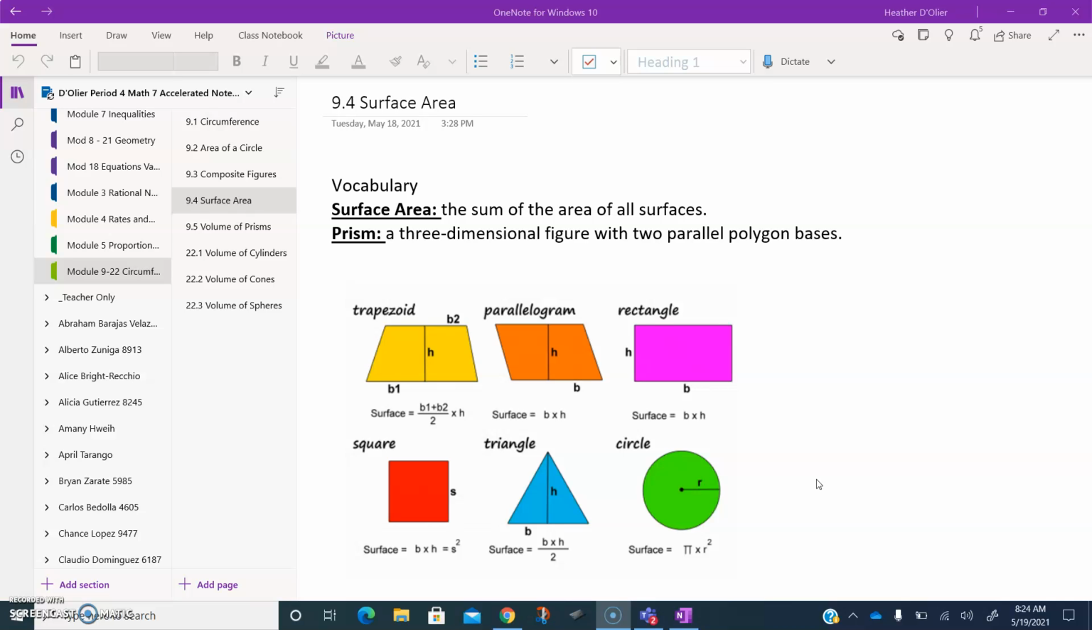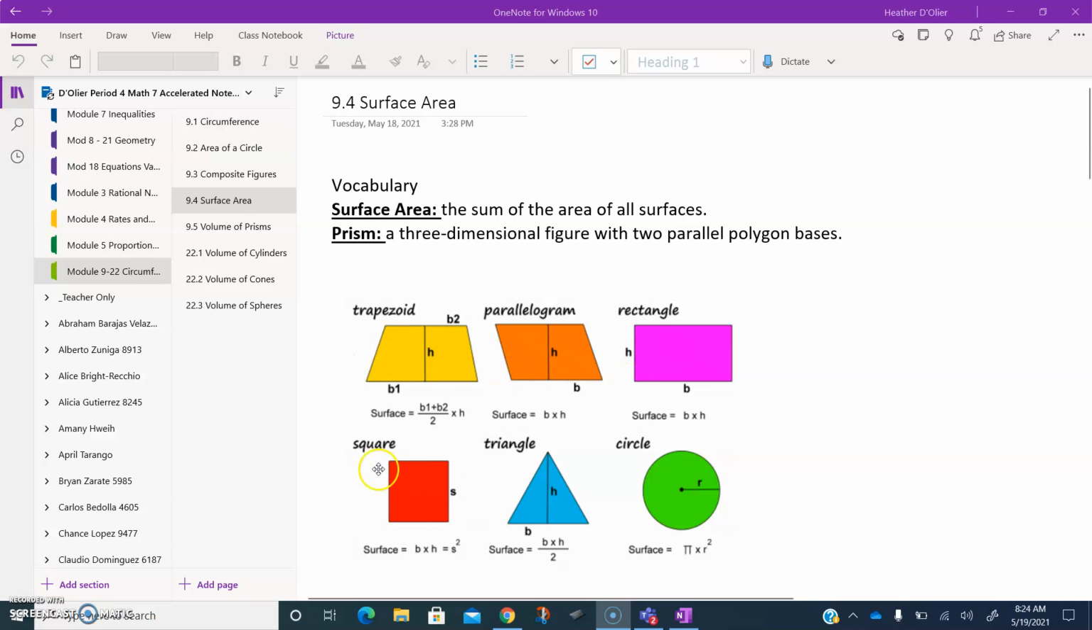We've learned about circumference, area of circles, composite figures. We even learned about surface area. So remember that surface area is the sum of the area of all surfaces of a three-dimensional figure. And specifically in 7th grade, we focus on surface areas of prisms. Those prisms are three-dimensional figures with two parallel polygon bases.